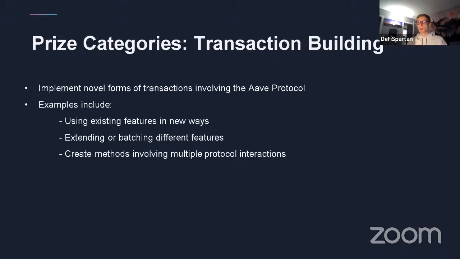And then for transaction building, this is basically what I explained, implementing novel forms of transactions. So this could be combining existing actions like supply, borrow, and repay into ways that haven't been done before, extending or batching features, or pulling in a completely different block. So in that slide where I showed that high dot solidity contract, taking in a completely different contract outside of the Aave protocol and integrating some transaction with it.